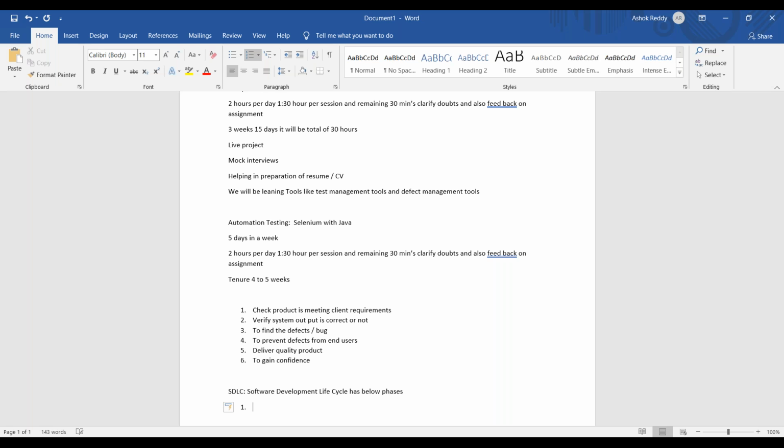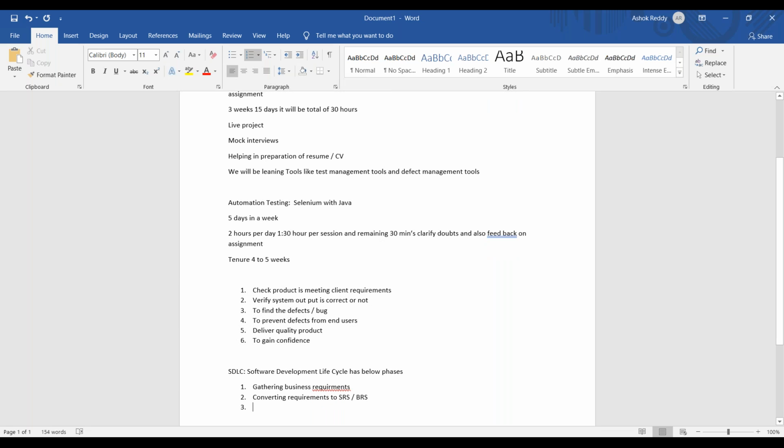Otherwise, I would just say gathering business requirements. Then, converting requirements to SRS/BRS. I will explain each one of the phases. I'm just making a note first.